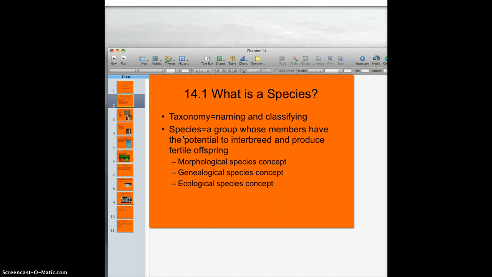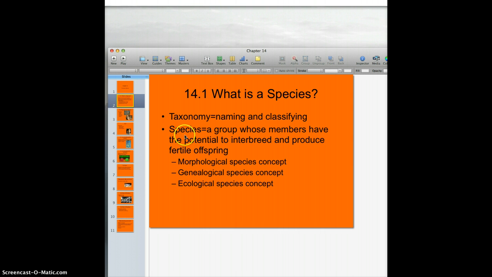Alright, so what is a species? And I put up the section number for you so you can refer back to your book. In biology, we've got to be able to define a species. And the whole idea of naming and classifying species and determining, yes, these two things are the same species, or no, these two things are not, is called taxonomy. Now, a taxonomist is a biologist specifically naming and classifying living things. Usually you specialize in a particular type of living thing, such as plants or fungus or mammals, whatever.